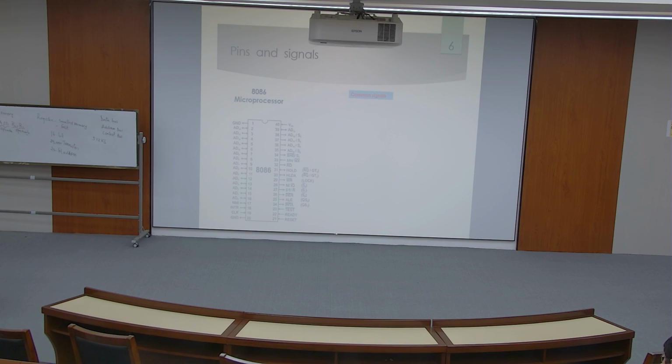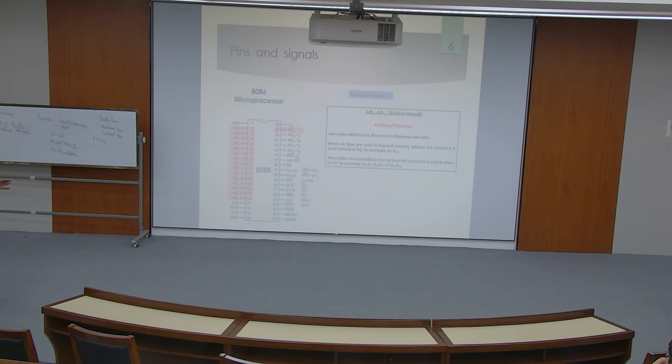Now, we're going to talk about the 40 pins of the 8086 microprocessor. We have 40 pins that you do see here depicted by this picture. For example, we have AD0 to AD15, and these are bidirectional pins. Why? Because they need to transmit data and the address. That's why they are bidirectional pins.